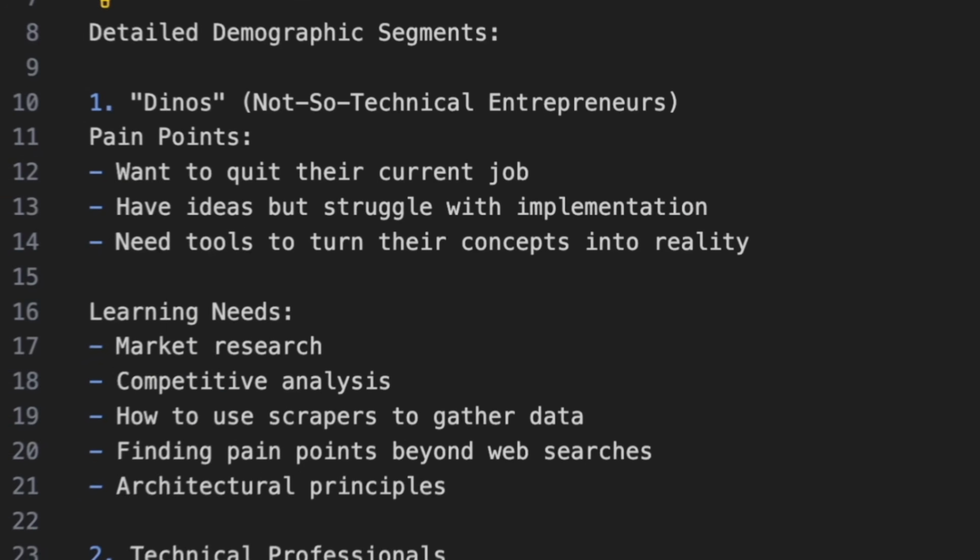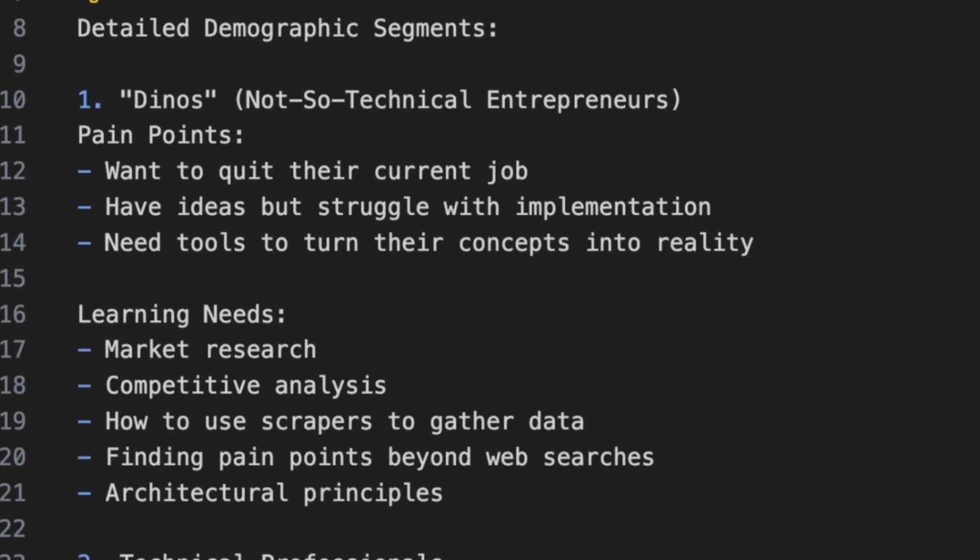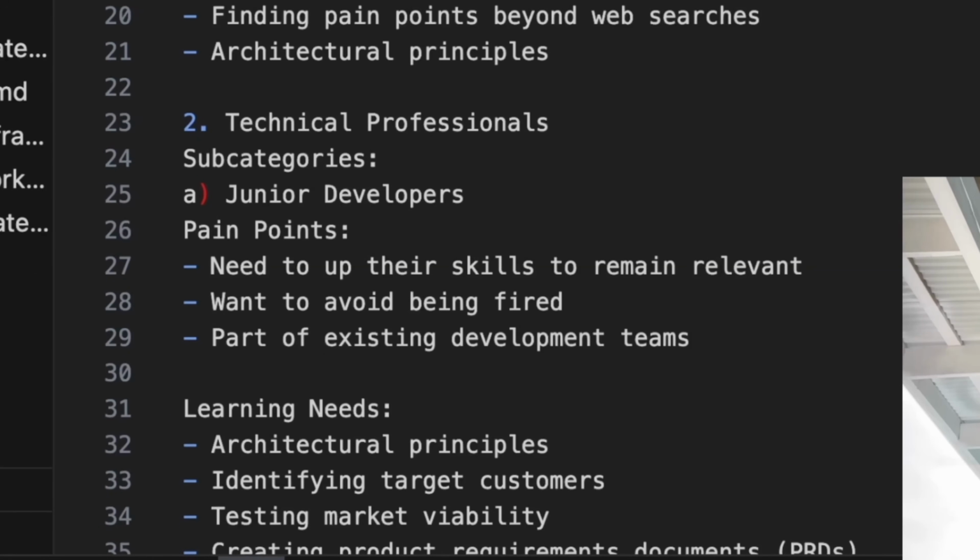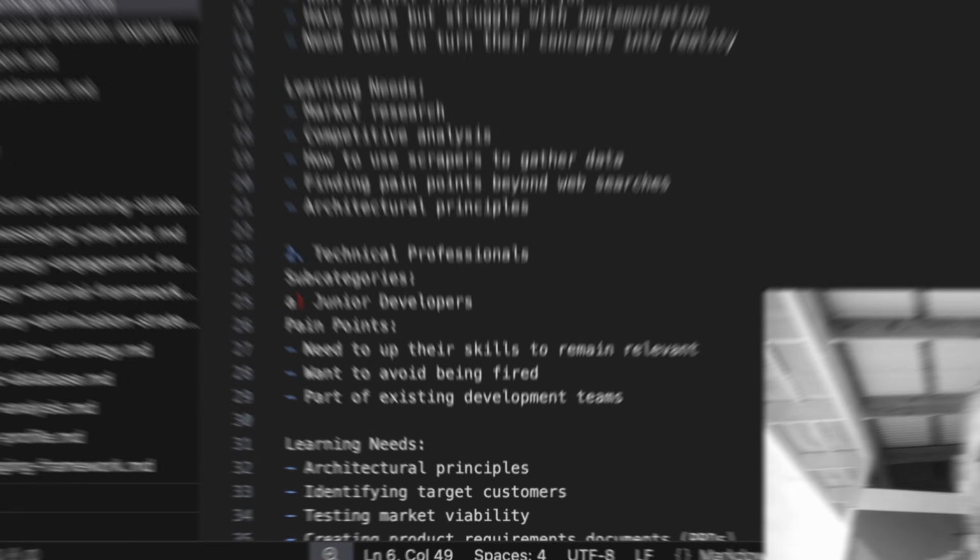The Dinos are the not so technical entrepreneurs, but they have the ideas, they know about business. And then the technical professionals, they're more coming from a coding background, developer background, but they've never really made a business before. But what unifies everyone is the AI.